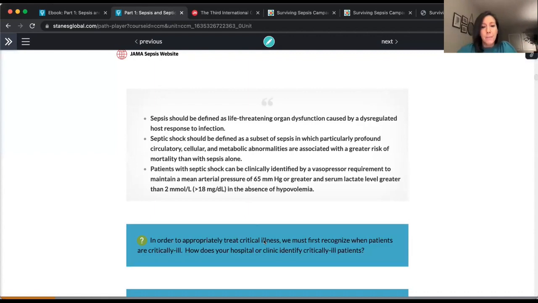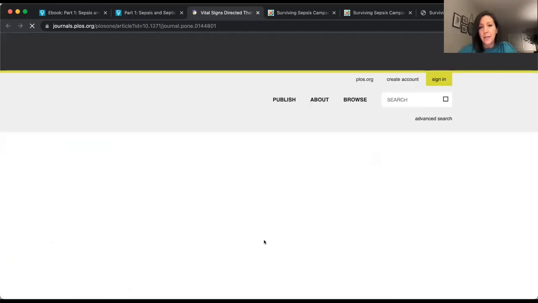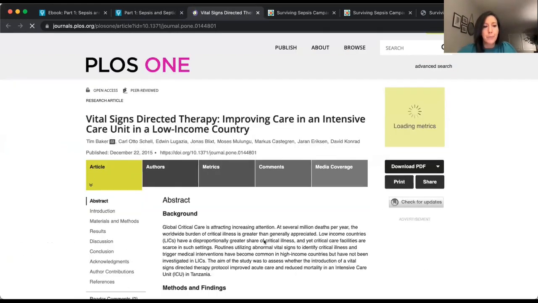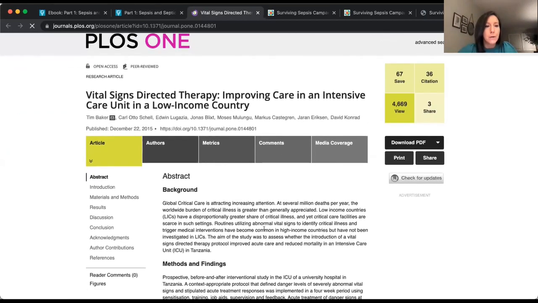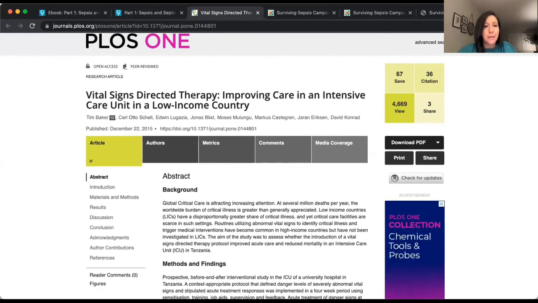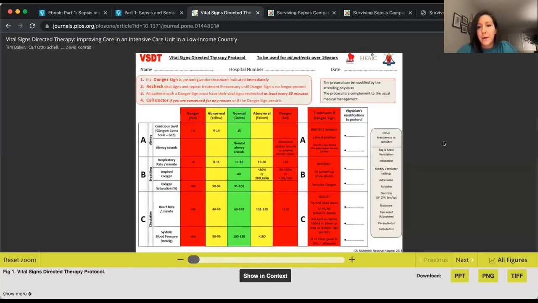I'm going to click on the box for the answer, and what we actually would encourage learners to learn about. It comes from this article, again, open access and free. It's called Vital Signs Directed Therapy: Improving Care in an Intensive Care Unit in Low-Income Countries. Instead of going through the entire article, I'm going to go to this first figure, and I'm going to ask my colleague Karima if she wouldn't mind taking us through this chart, this Vital Signs Directed Therapy Protocol.